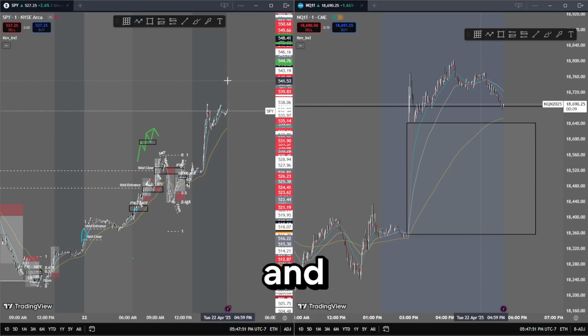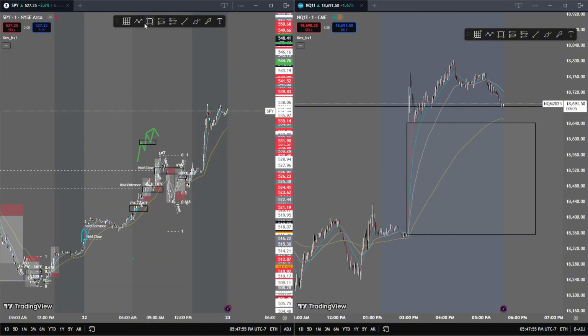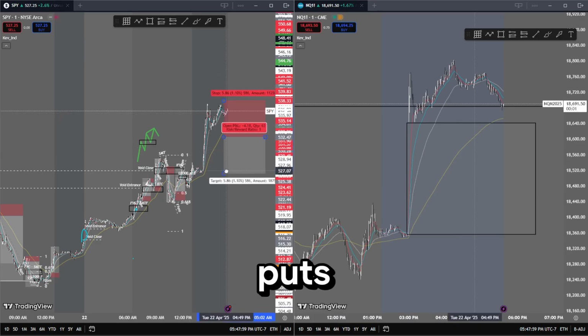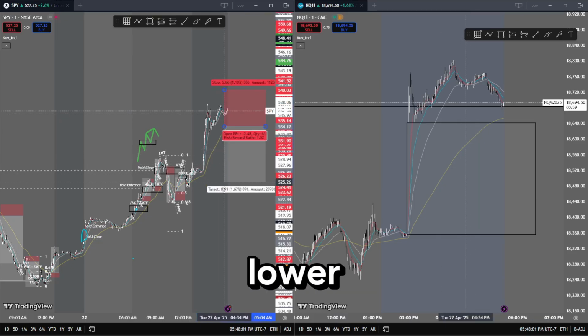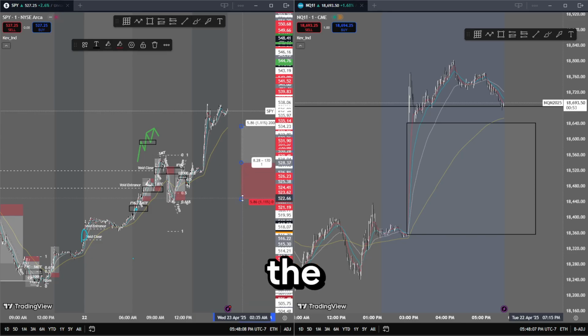inverse. And as a lot of people might think, well, how will I know? Simple as this. When you see a setup here, take the puts to here. And if we break lower, then there you go. You just caught an insane trade. And if we don't, then there you go. You're prepared for the longs.